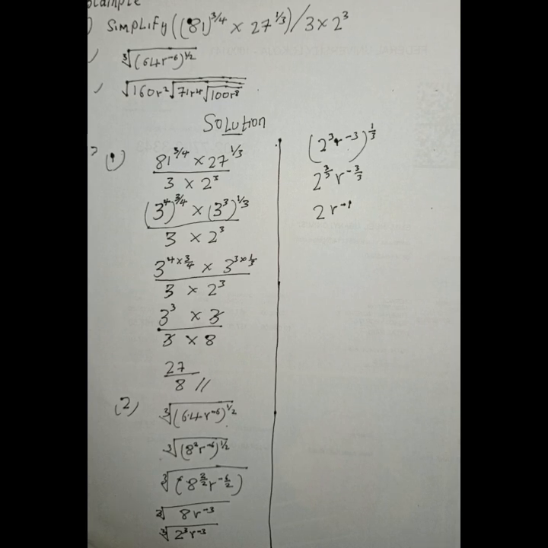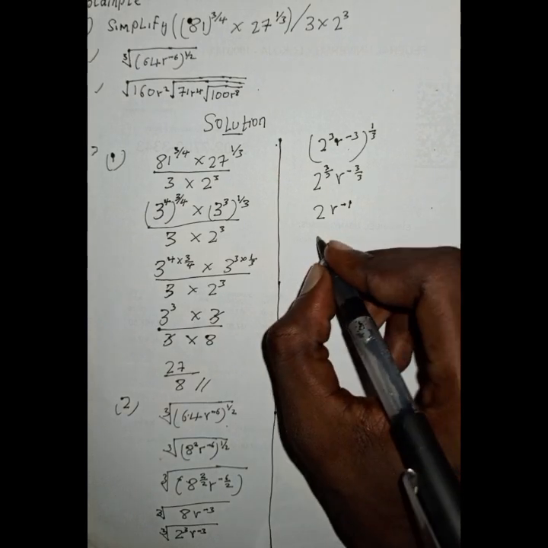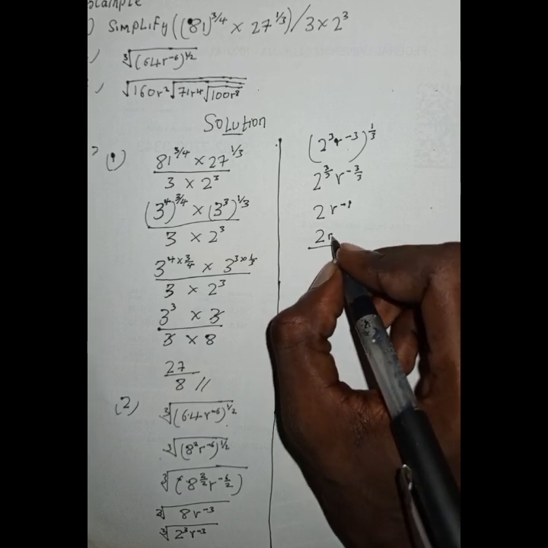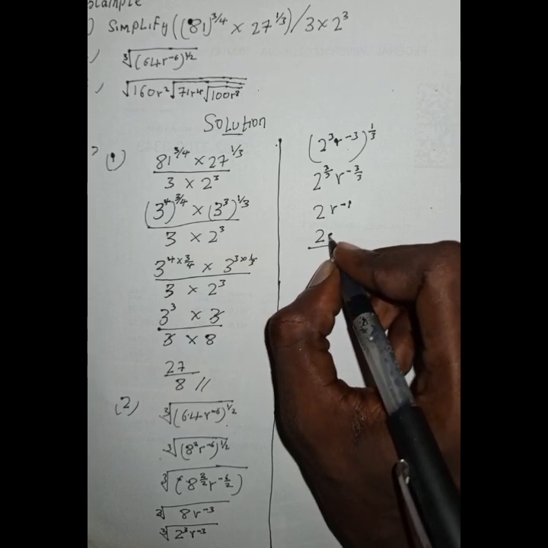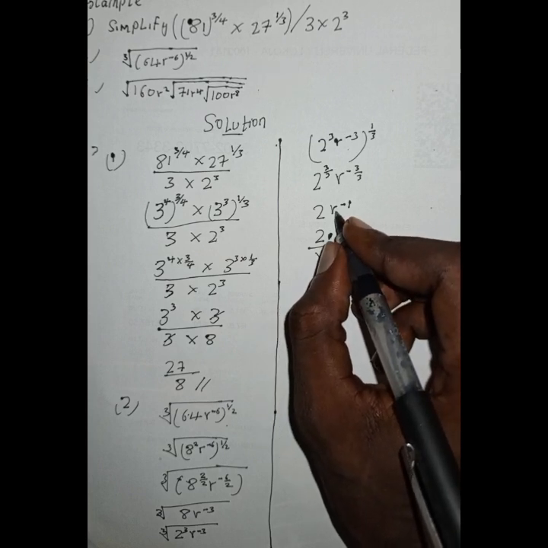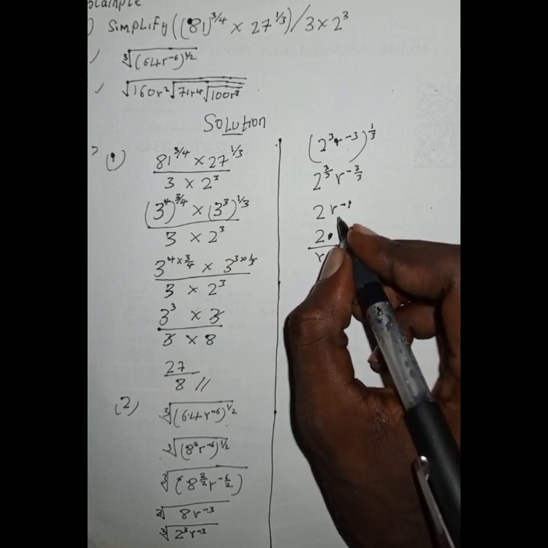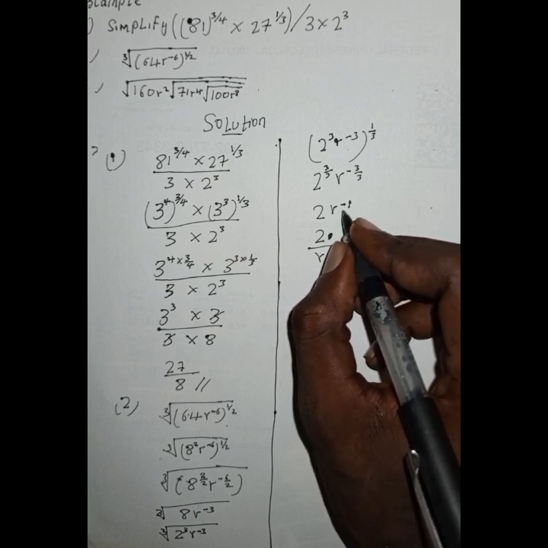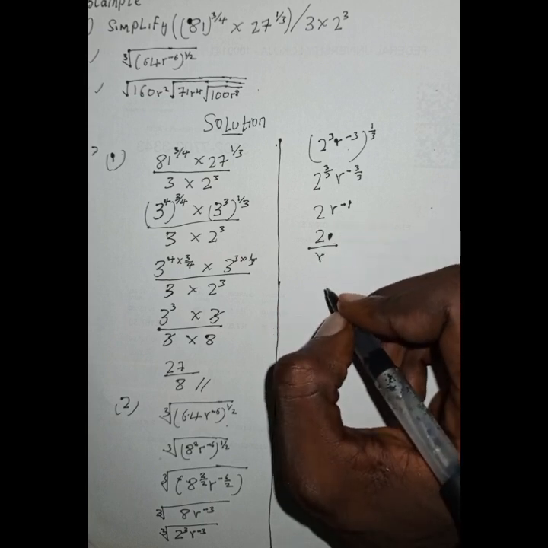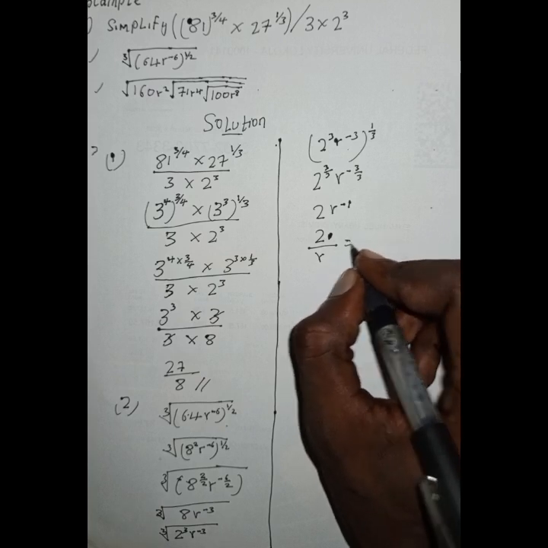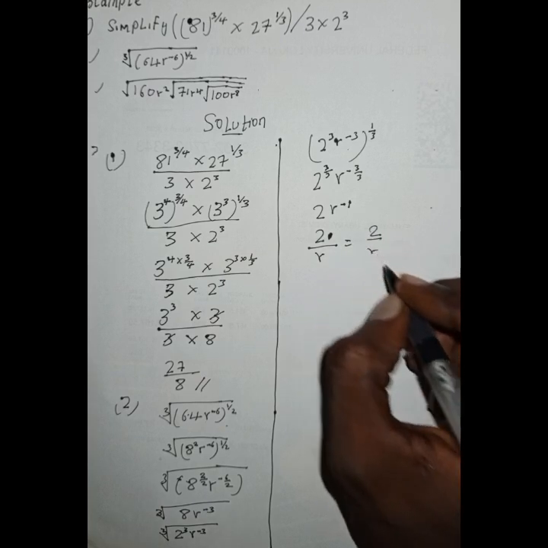So I can decide to leave my answer like this, or I can write it as 2 over r, because recall we also said that r raised to the power of minus 1 means 1 over r, because of this minus sign it becomes 1 over r. So I'm left with, let me write this, 2 over r.